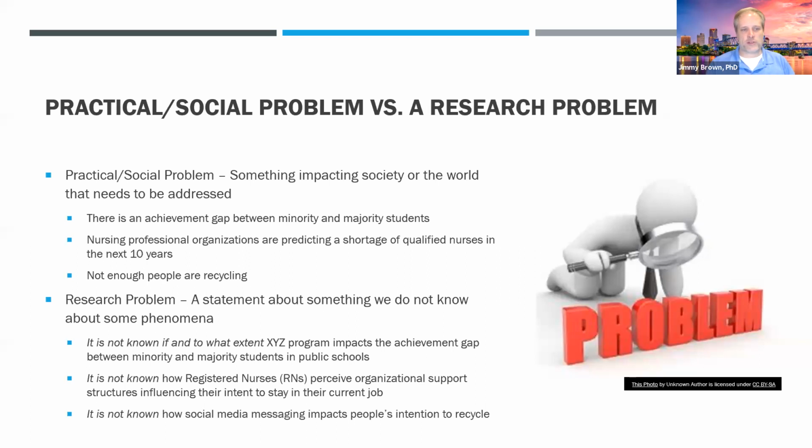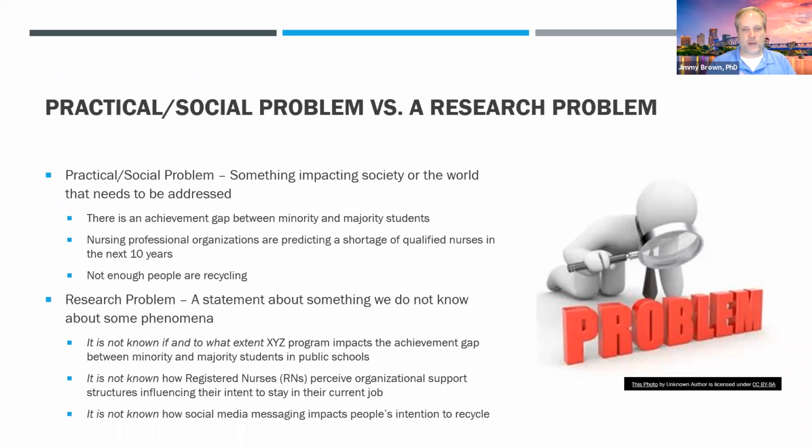So here, on the slide, we've got three practical problems up top and three research problems down below. The first one we'll talk about is a practical problem of there being an achievement gap between minority and majority students in schools. Well, that's a practical issue, but it's not a research issue. What we could say is a research problem, which again is something we don't know, would be something like: it is not known if and to what extent XYZ program impacts that achievement gap. The research problem is always about something we do not know, something that we want to add to the knowledge base. And that's really important, particularly if you're doing, say, a dissertation or a thesis. That's the main difference there.